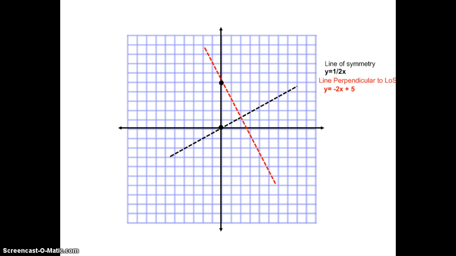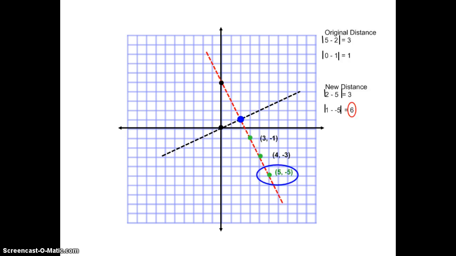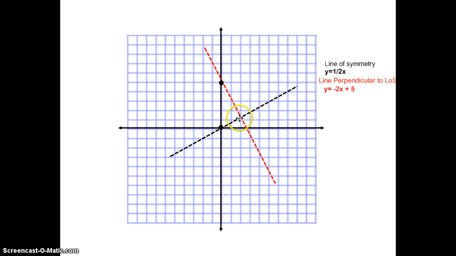We then need to find the line that's perpendicular to the line of symmetry. So what we need to do is find the opposite reciprocal, which is negative 2, of the slope, 1/2. And we know that the y-intercept is 5. So we have negative 2x plus 5 for the equation of that line. Using those equations, we can find that the center point then is (2, 1).